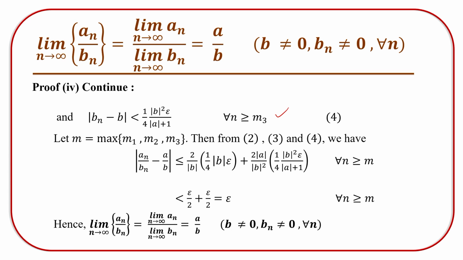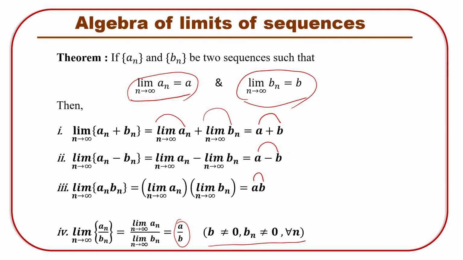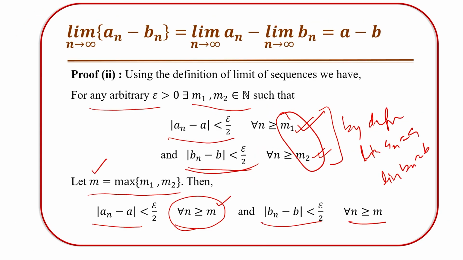And taking the maximum of these three natural numbers m1, m2, m3, we have |An/Bn − A/B| less than epsilon by 2 plus epsilon by 2, that means epsilon. And that is the proof of our theorem. So we have already proved these four theorems. You just go through it and remember the definition of limit of sequences. You will easily prove them analytically. So this is the end of this lecture. Thank you everyone.